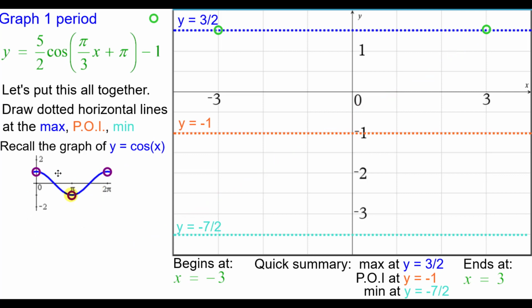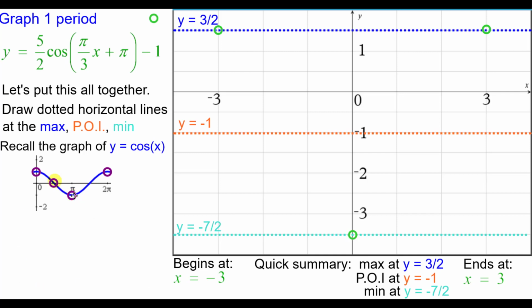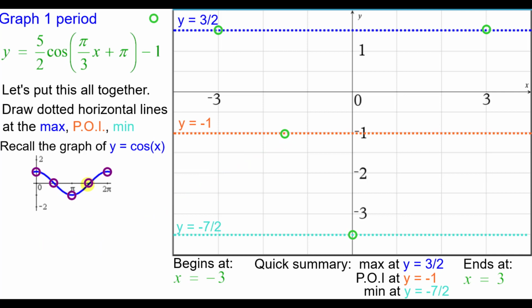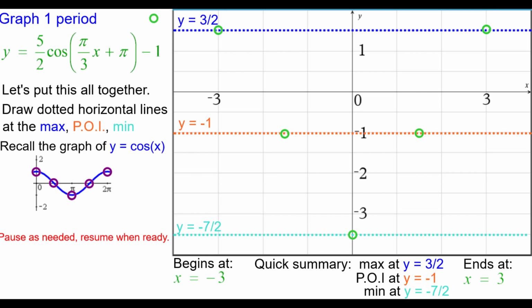Halfway between those two maximum points is the minimum point. And so halfway between -3 and +3 is x equals 0. And the minimum value is -7/2. So we'll go ahead and plot that point. Halfway between a max and a min is a point of inflection. So that's going to be at -1.5, -1, where the points of inflection are. So we'll plot that. And similarly, between the min and the max is another point of inflection, halfway between at +1.5, -1. Pause as needed.